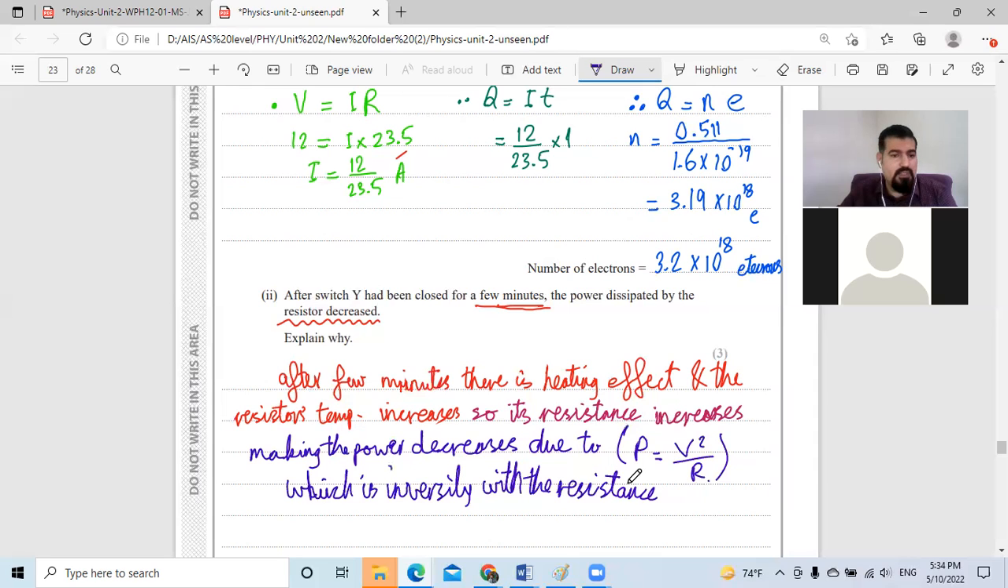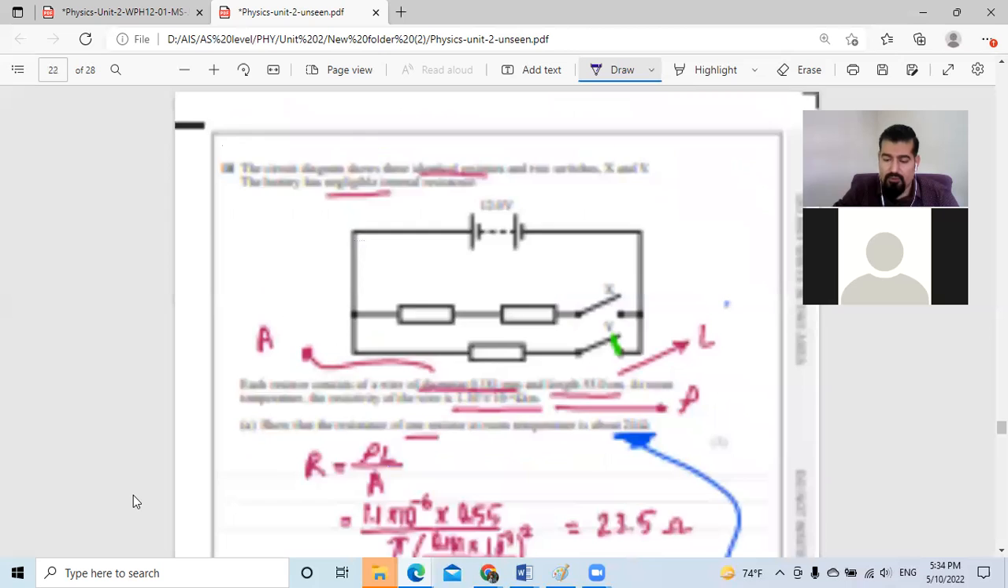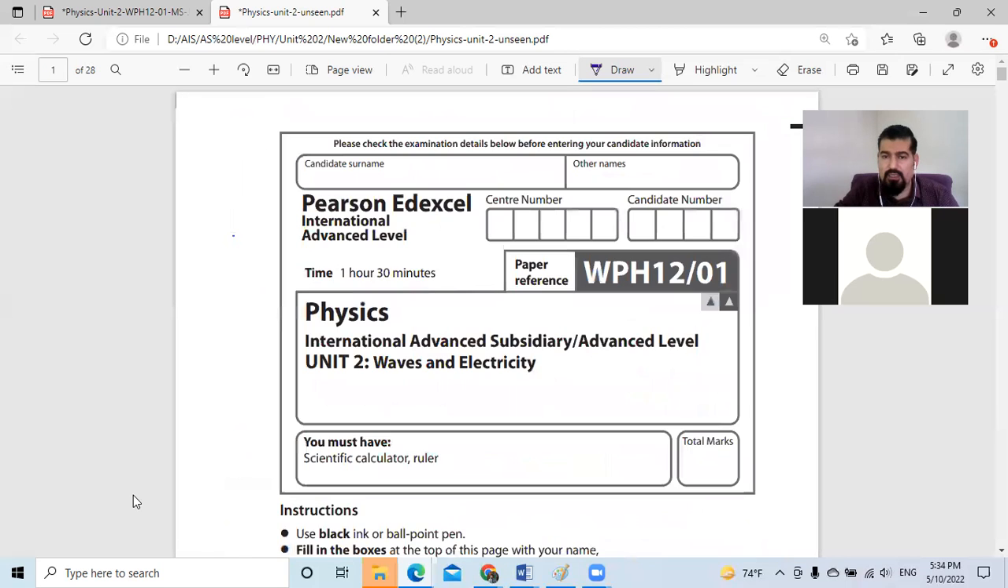Okay, good. Any question here? Is it clear? Okay. Now what are we going to do? We're going to answer the multiple choice questions. Let's go back to the multiple choice questions.